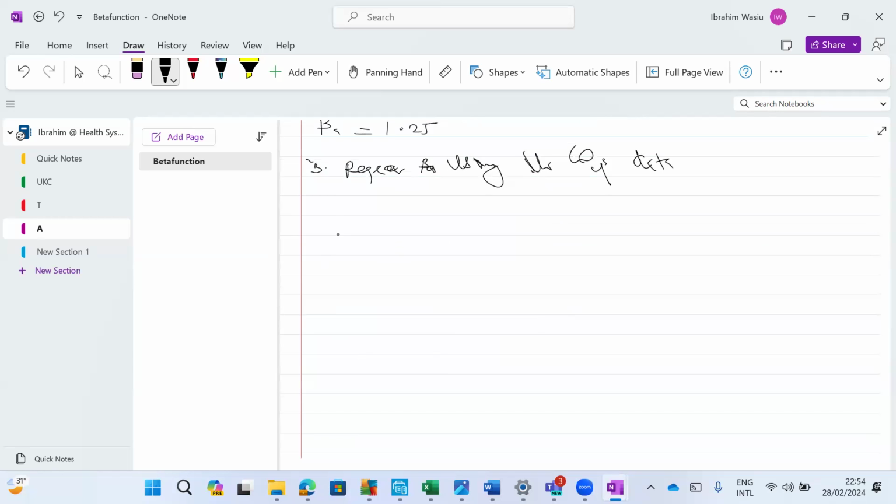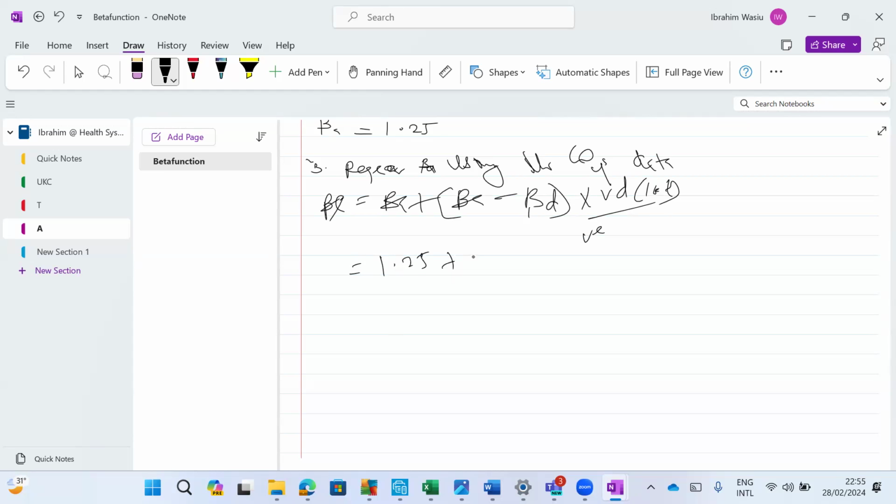So we have beta equity equals beta asset plus beta asset minus beta debt, times value of debt over value of equity, times one minus T. So what's our beta asset?